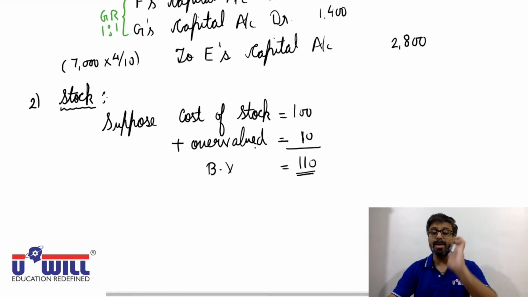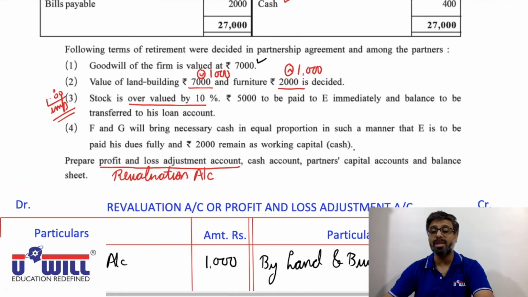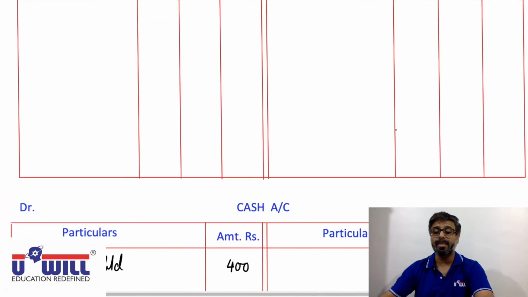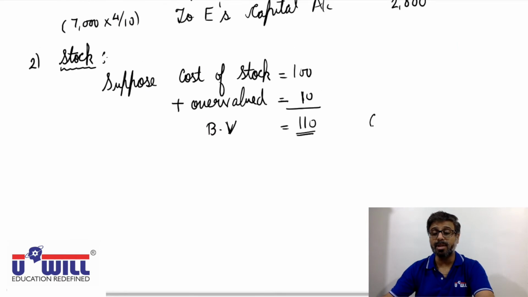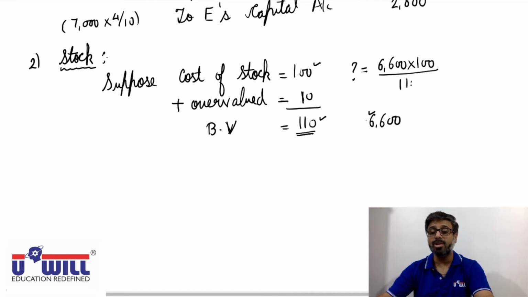Its cost is 100 but overvalued by 10%, means in the books it is overvalued. So what is the value taken in the books? 110. Now book value means the value in the books, actually 6,600. So what would be its cost? 6,600 into 100 divided by 110. So its actual cost would be 6,000 rupees.